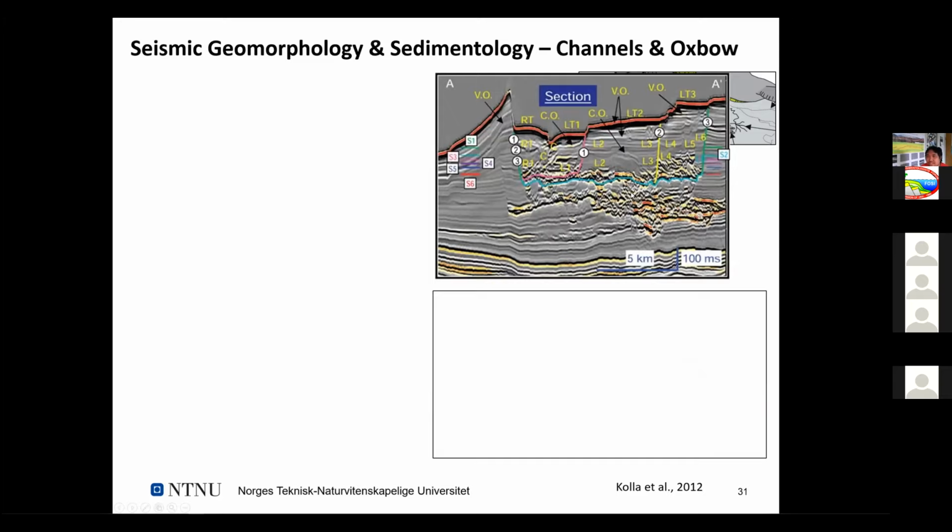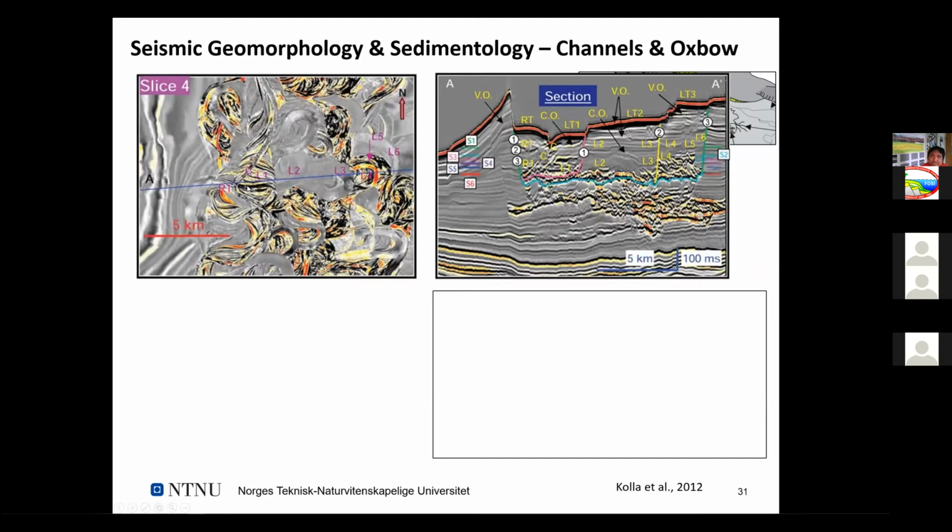You see, you have a quite chaotic or disrupted bright amplitude anomaly here, and then it's surrounded by low amplitude continuous reflectors representing a settlement of fine grain material. And there is some slice here, and you see a beautiful meandering channel here. This is slice 4, so it's here. So it's crossing all this channel.